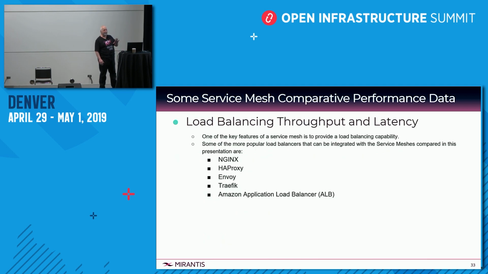Okay. Now we actually get into some of the load balancing aspects of this. The reason I chose load balancing is that for everything else it does, traffic shaping and everything else, it boils down to how fast the load balancing actually works inside of a service mesh. I picked these: Nginx, HA Proxy, Envoy, Traefik for the European community, and Amazon Application Load Balancer, just because I threw in the AWS stuff.